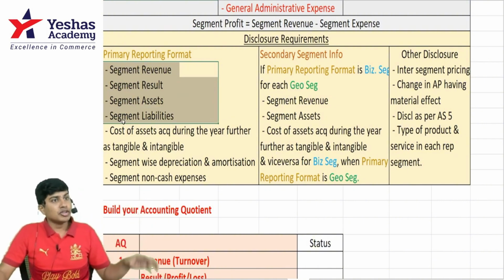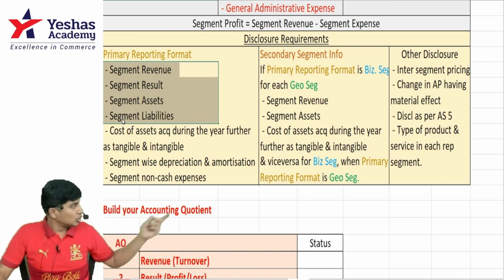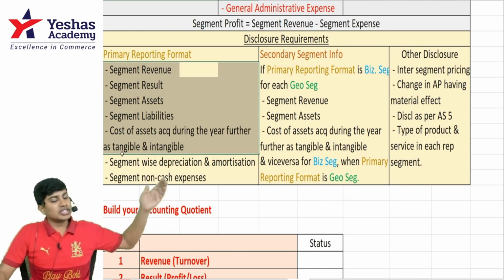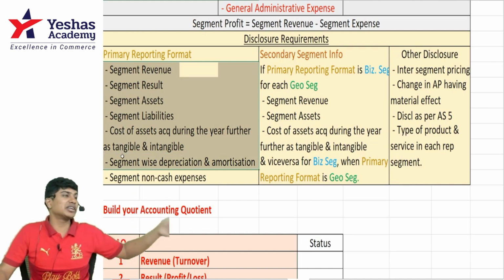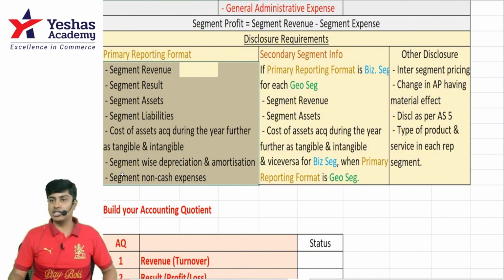For that segment, during the current reporting period, if you buy any asset, you should tell which asset you bought and at what price. On that asset, how much is the depreciation? If there is an intangible asset, how much is the amortization? If there is any non-cash expense incurred, you should disclose it. So many disclosures are required for the primary reporting.